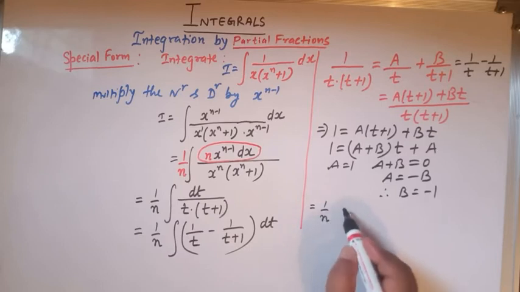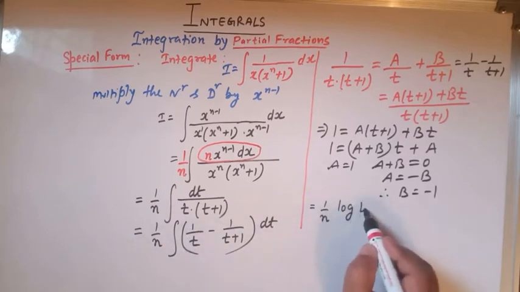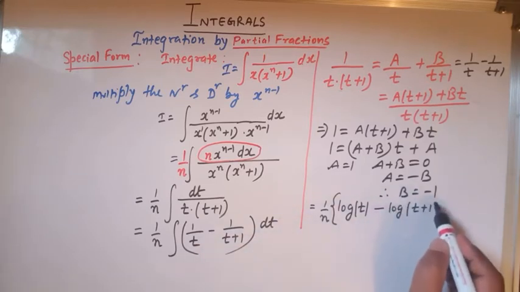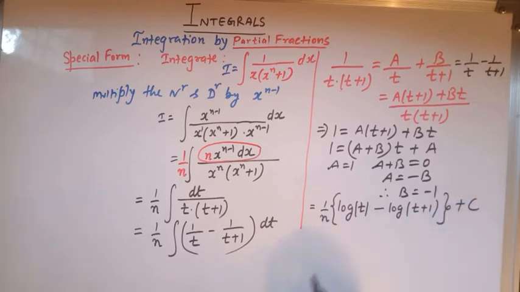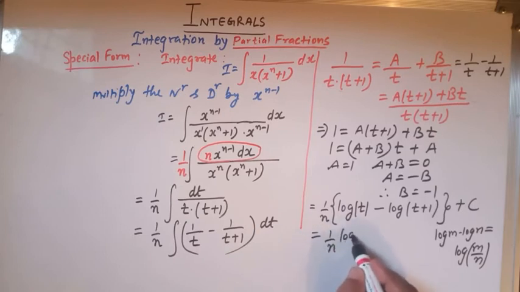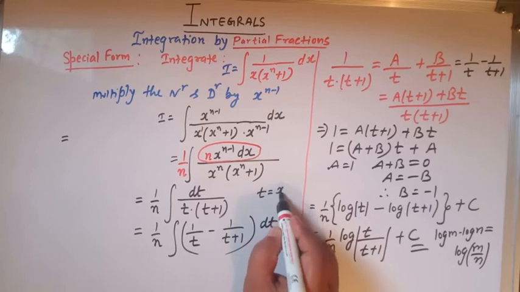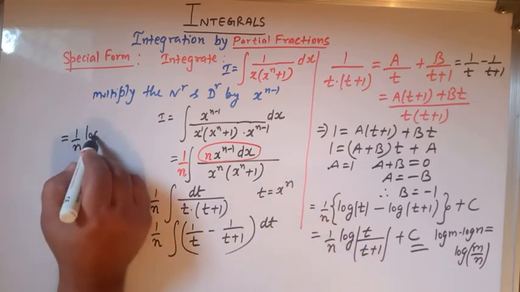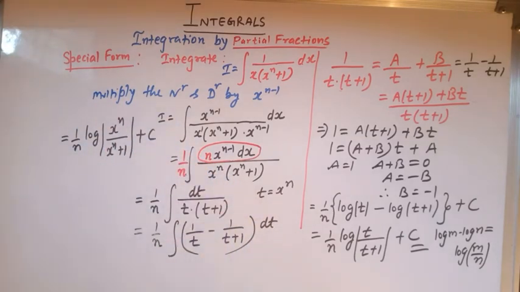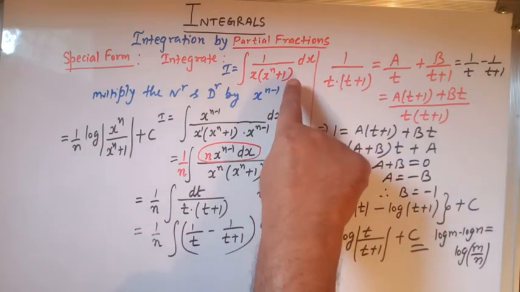Now this can be written as 1 over n. The integral of 1 over t is log of t, and here we have the integral of 1 over t plus 1 is log of t plus 1, plus c. c is the constant of integration. Now using the property of log, which is log m minus log n can be written as log of m divided by n, we can write 1 over n log of t divided by t plus 1, plus c. Clear? Now we substitute the value of t, and t is x raised to n. So we have 1 over n log of x raised to n over x raised to n plus 1, plus c. Clear? So this is the final integral of this function.